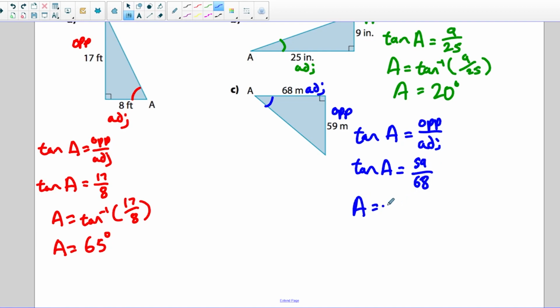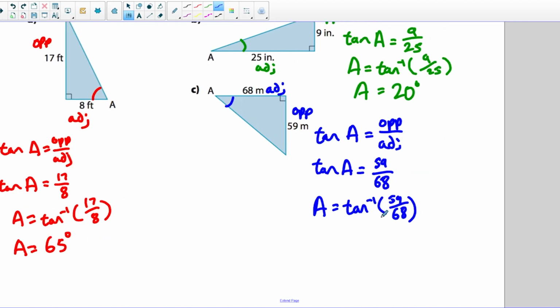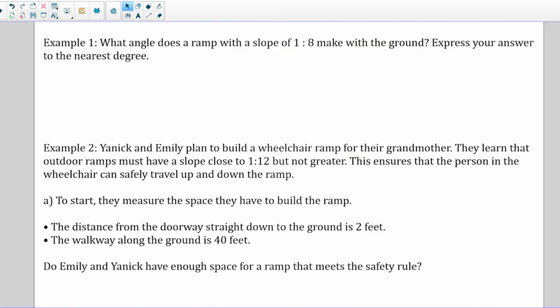Then we're going to take the inverse tangent of both sides, and once I put in the inverse tangent of 59 over 68, I'll end up with 40.94, which rounds up to 41 degrees. Let's apply the angle of elevation to some problems in context.